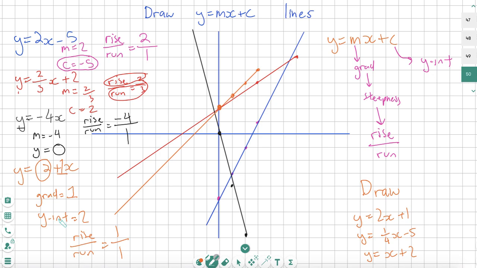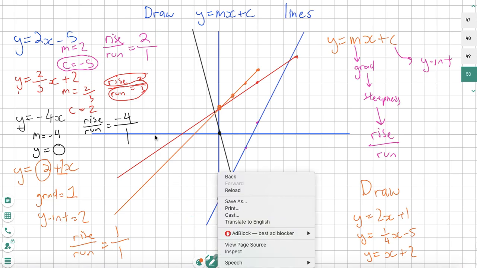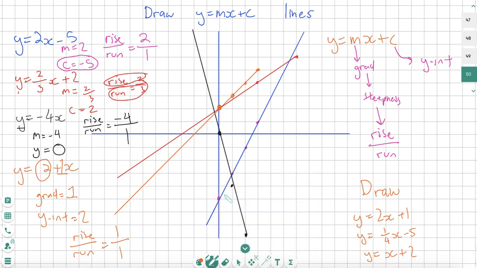Let me know what you guys think of the y equals mx plus c method, okay? So basically, in a line, most lines usually start with y, and there's a number in front of x with another number at the end. So a number in front of x is always the gradient. The number by itself is always the y-intercept.